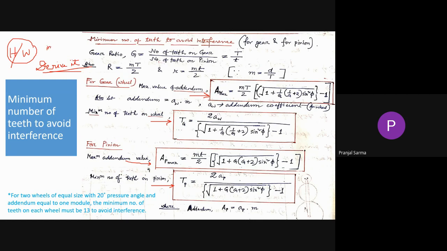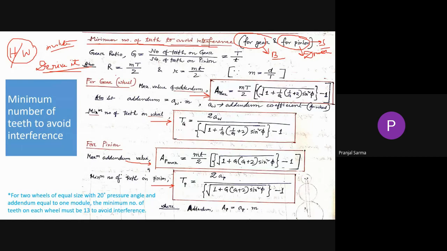This is generally what we are talking about, the involute gear profile. Right now we are talking about the minimum number of teeth just to avoid interference. It is for both the gear as well as for the pinion. Pinion is generally the driver, and this is the driven one. You can say the pinion is the smaller one, and this is the bigger one.